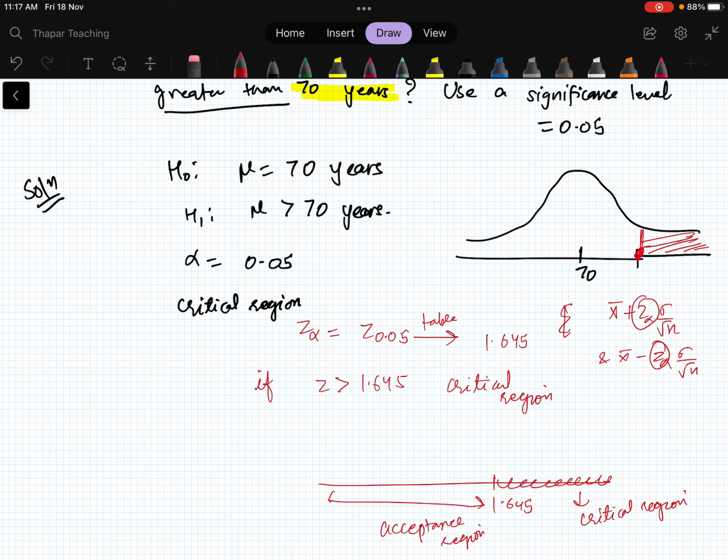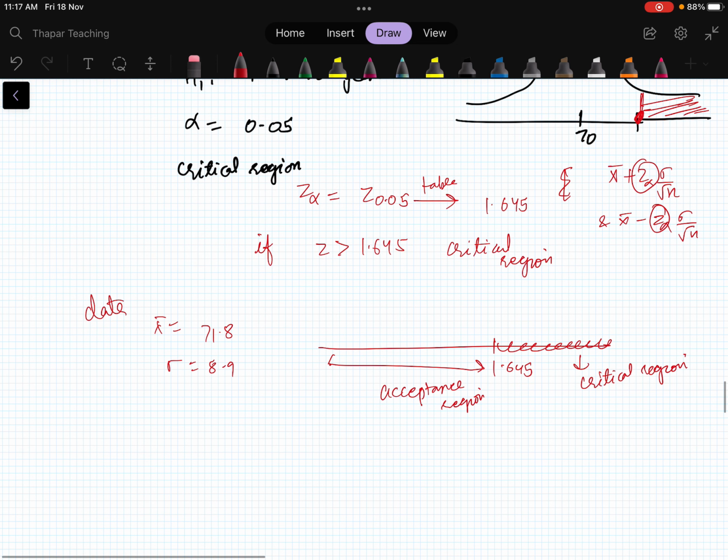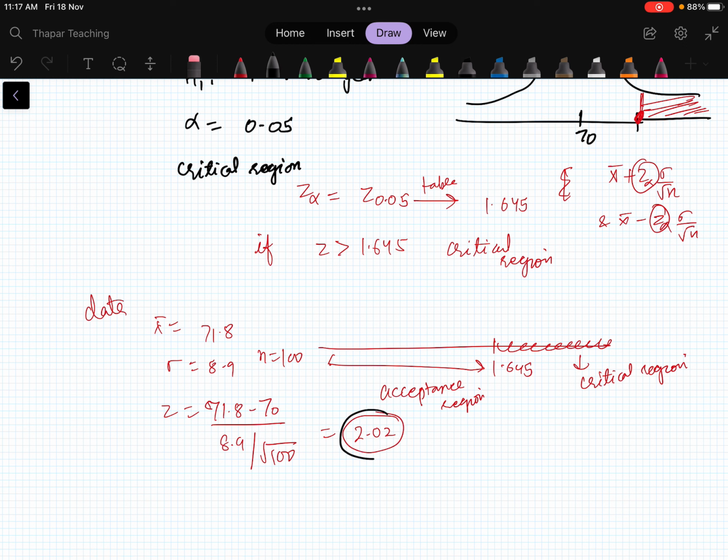In this case, now I'm using the classical approach. If I compute my statistic, my data is x bar is 71.8, sigma is 8.9, that is the population standard deviation. So z will be 71.8 minus 70 over 8.9 by the square root of the sample size, which was 100, square root of 100. That will give me 2.02. So this value lies in the critical region.